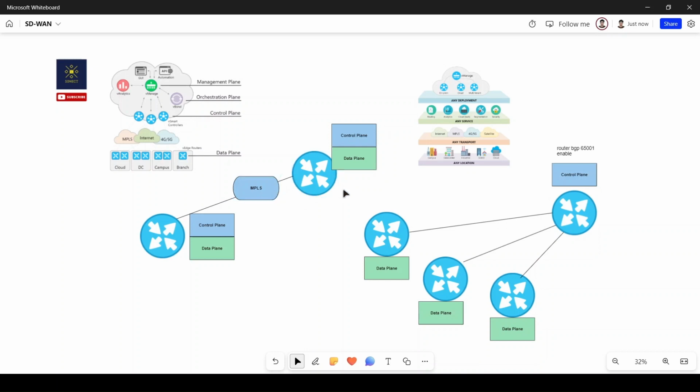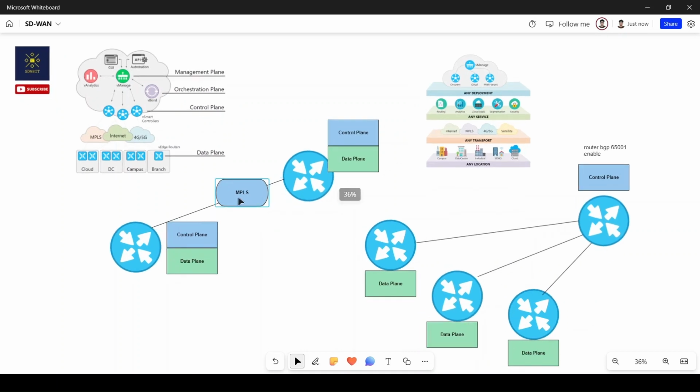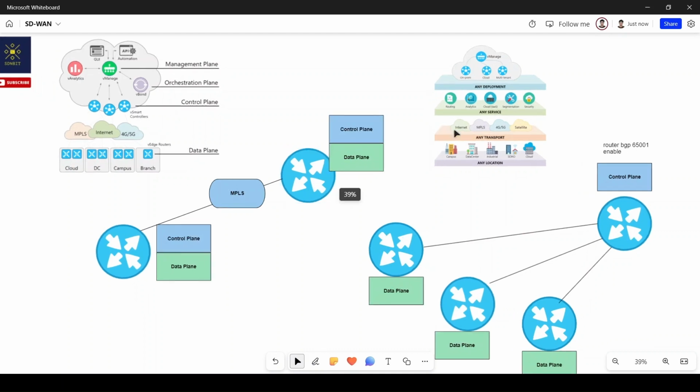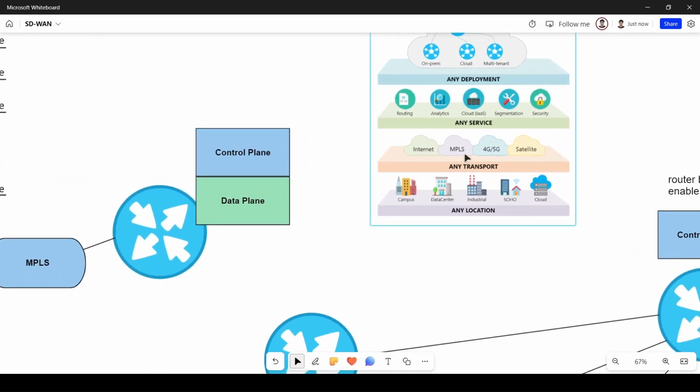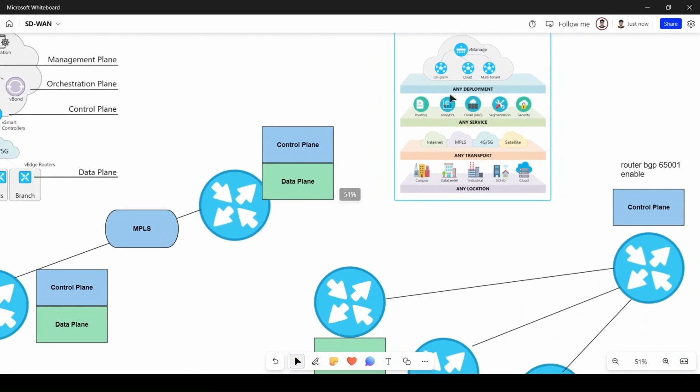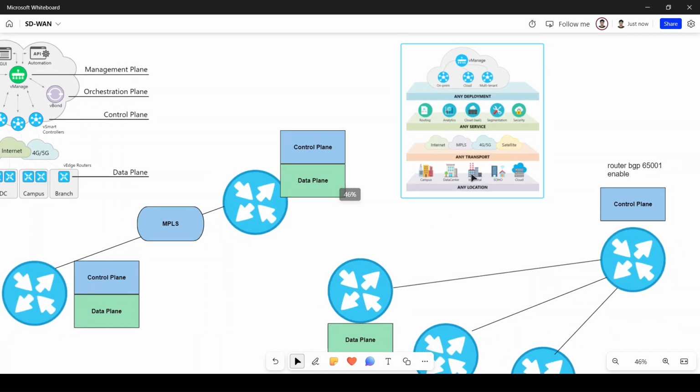But SD-WAN allows you to use other types of transport among multiple branches, right? As you can see in this picture, let me zoom in, SD-WAN doesn't really care about the deployment, the service, the transport, and location. So the flexibility and adaptability that SD-WAN offers to large enterprises, to service providers, to organizations with multiple data centers is immense, is monumental.